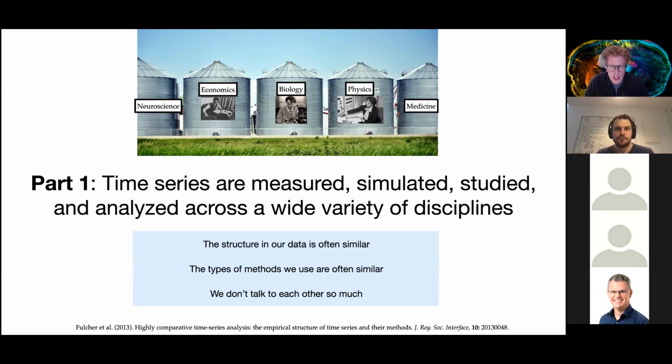And so in the blue box there, this first part, I'm going to try and show that the structure in the data that we measure, simulate, study, analyze, etc., is often similar. The types of methods we use are often similar, but we don't talk so much, right? Are each of these different fields and subfields reinventing the wheel with respect to time series methodology? Is there actually a lot to be learned from looking at the way another field deals with time series? Can we incorporate their methods into our way of looking at our time series data, etc.?